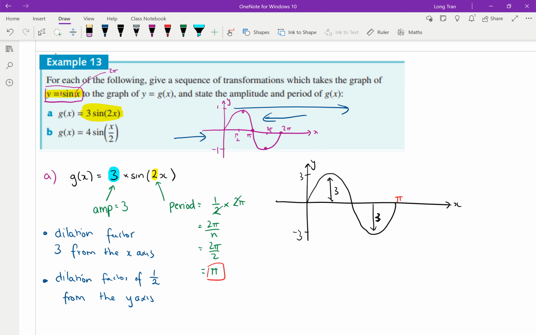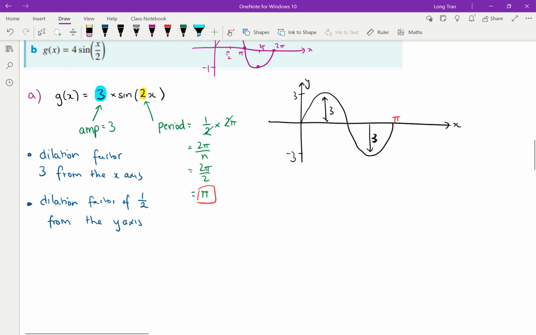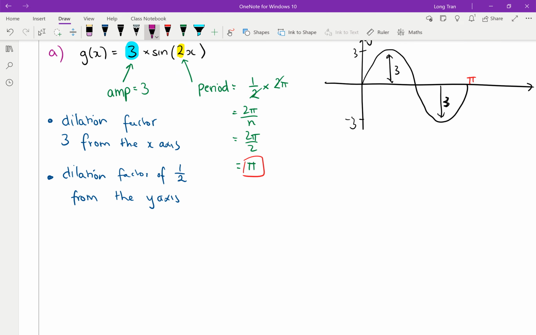Which is why the language, when you write it down, you say from the y-axis to let people know this is a horizontal dilation or horizontal transformation. Okay, so from the y-axis. And there you go. Those are my two sequence of transformations for part A. And then you do the same thing for part B. We'll have a look at part B. We can do it a bit quicker now.